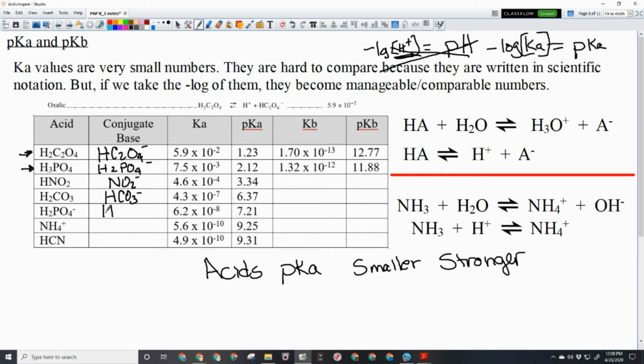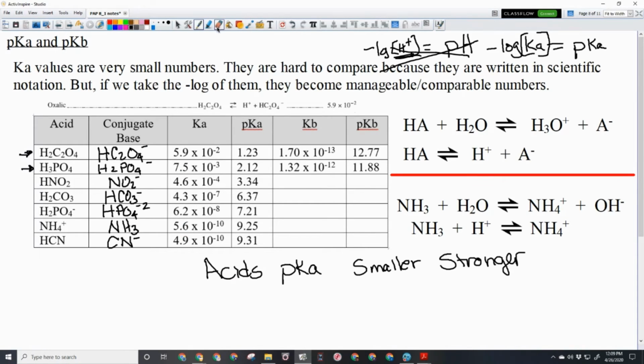H2PO4 is going to become HPO4. Now this was already a -1, so it's going to gain another negative charge, so it's going to be -2 here. NH3 was a positive, so we're getting rid of that positive, so now NH3 is neutral. And this is going to become CN negative. All right, so here's the conjugate base of all of these acids. It's just this acid minus one of the hydrogens, and then the appropriate charge for that.